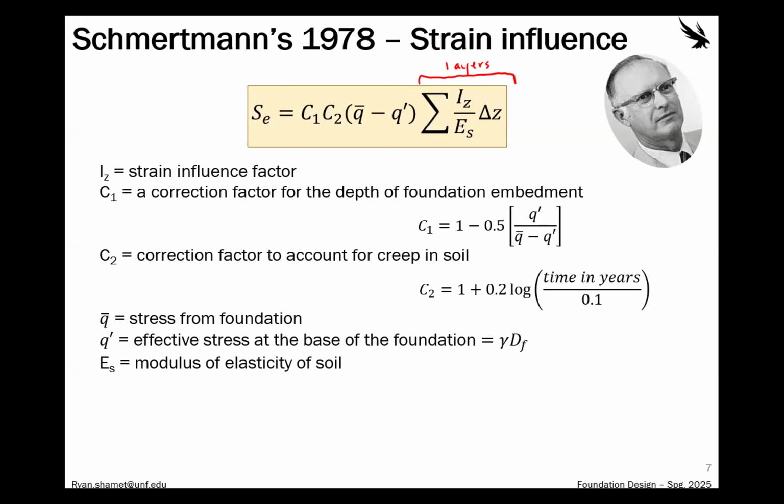We have these correction factors right here, C1 and C2. C1 is a correction factor for the depth of foundation. And then C2 is a correction factor to account for creep in soil. This is the time dependent part. And so you can see that function, it's time in years. So the longer time that we are considering, the higher this coefficient is. But most of these coefficients are going to be less than or around 1. They're not going to be changing the entire settlement too much. So yeah, these are coefficients.